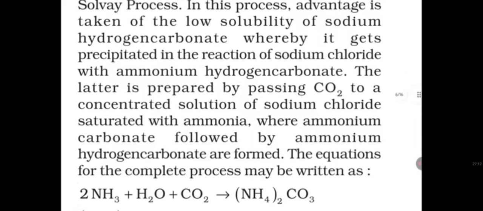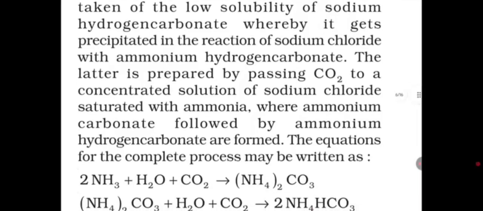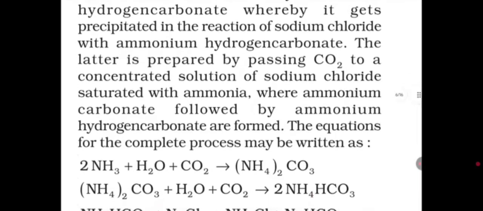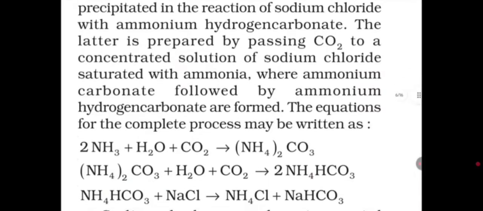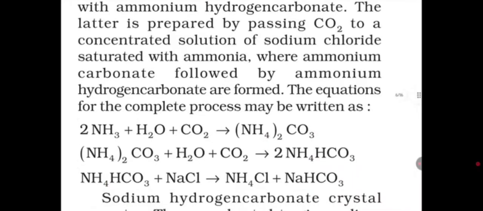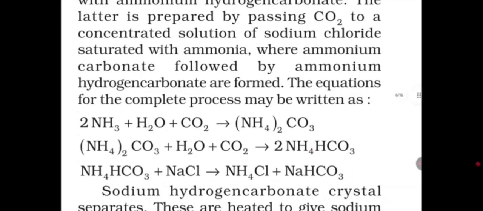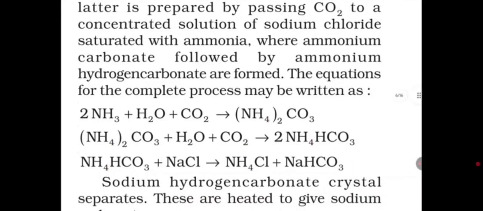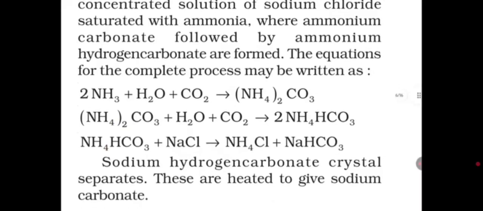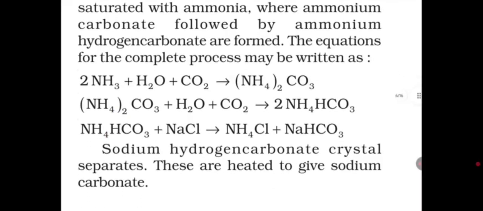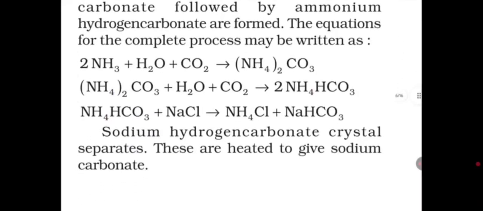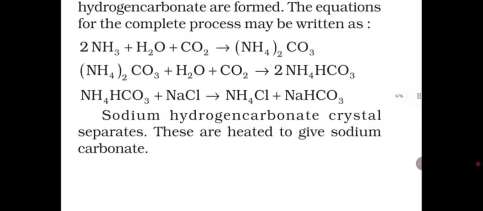In this process, advantage is taken of the low solubility of sodium hydrogen carbonate, whereby it gets precipitated in the reaction of sodium chloride with ammonium hydrogen carbonate. The latter is prepared by passing CO2 to a concentrated solution of sodium chloride saturated with ammonia, where ammonium carbonate followed by ammonium hydrogen carbonate are formed.